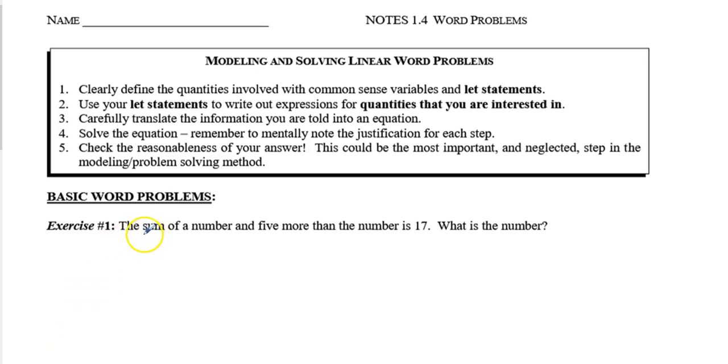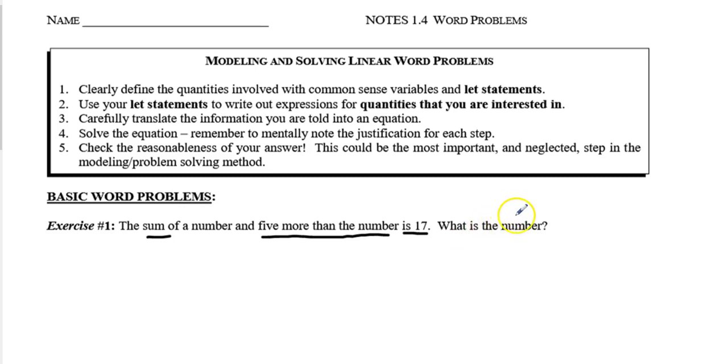So we're looking for a number here that has particular traits. And so it says the sum of the number. As you're reading through this, let's underline the important stuff. So we've got the sum of the number, and we need to be familiar with what that means. And 5 more than a number is 17. And the question is, well, what is that number?